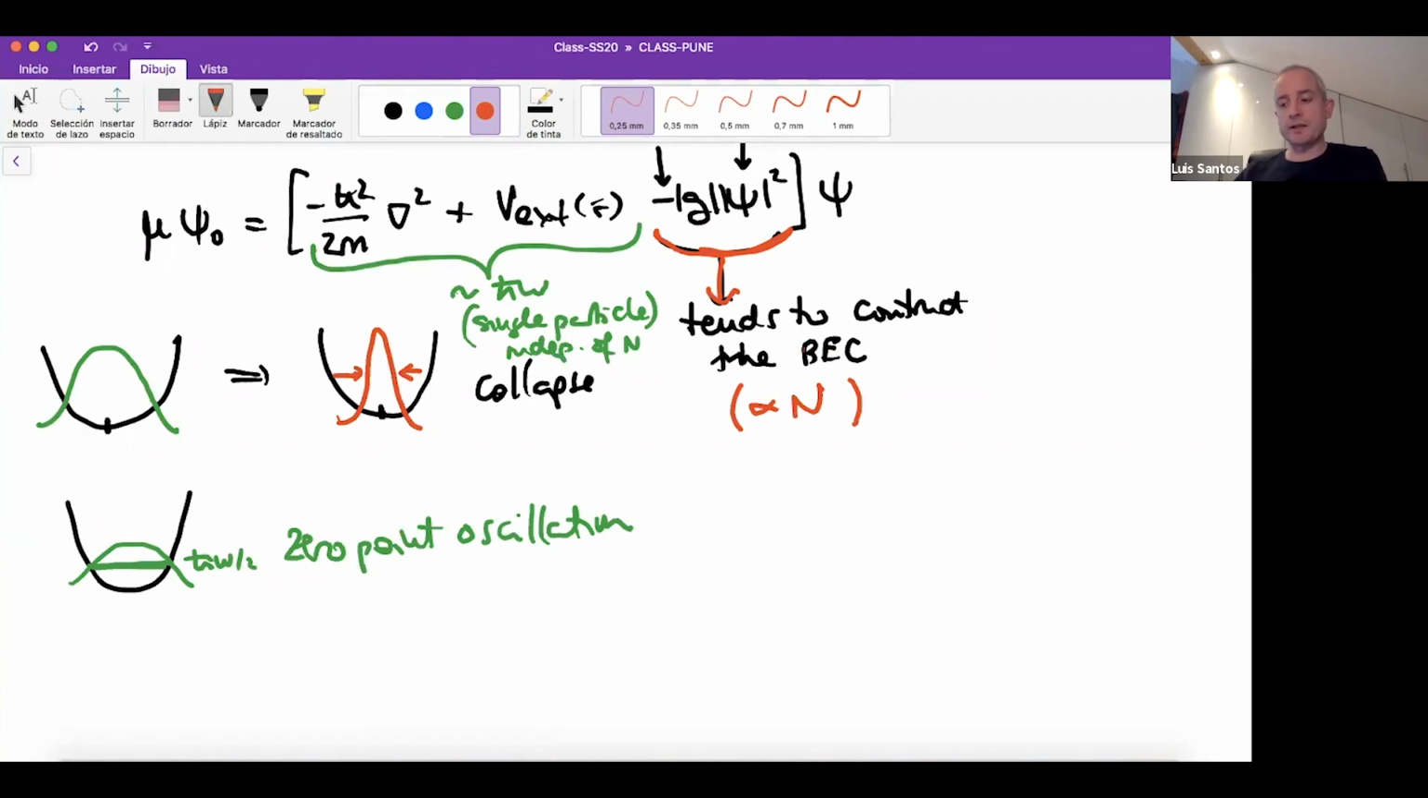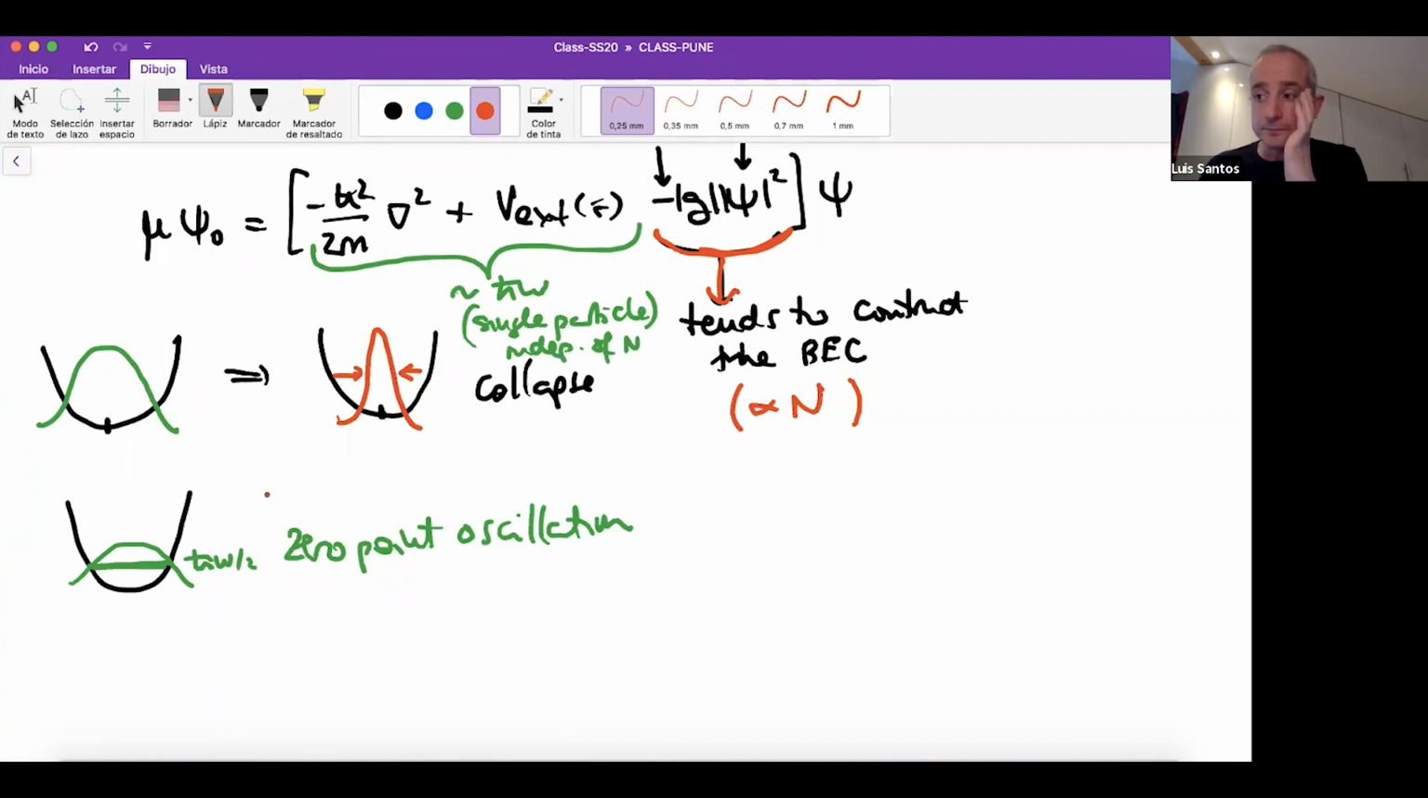So on one hand, we have these attractive interactions which tend to gather particles in the center. And on the other hand, we have this single particle effect given by the zero-point oscillation, which is actually opposing this contraction. It's basically dispersing, pushing outwards. So you have this inwards and this outwards, yes?